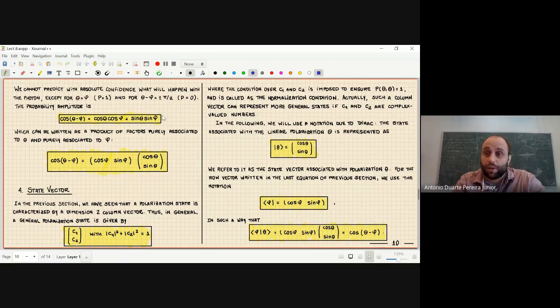This is something that you can prove, but I don't have time to do that. If you're not familiar with that, just take this as being true. This is just a way of relating the cosine of the difference between two angles and the cosines and sines of each of the angles that you are looking at. Okay?